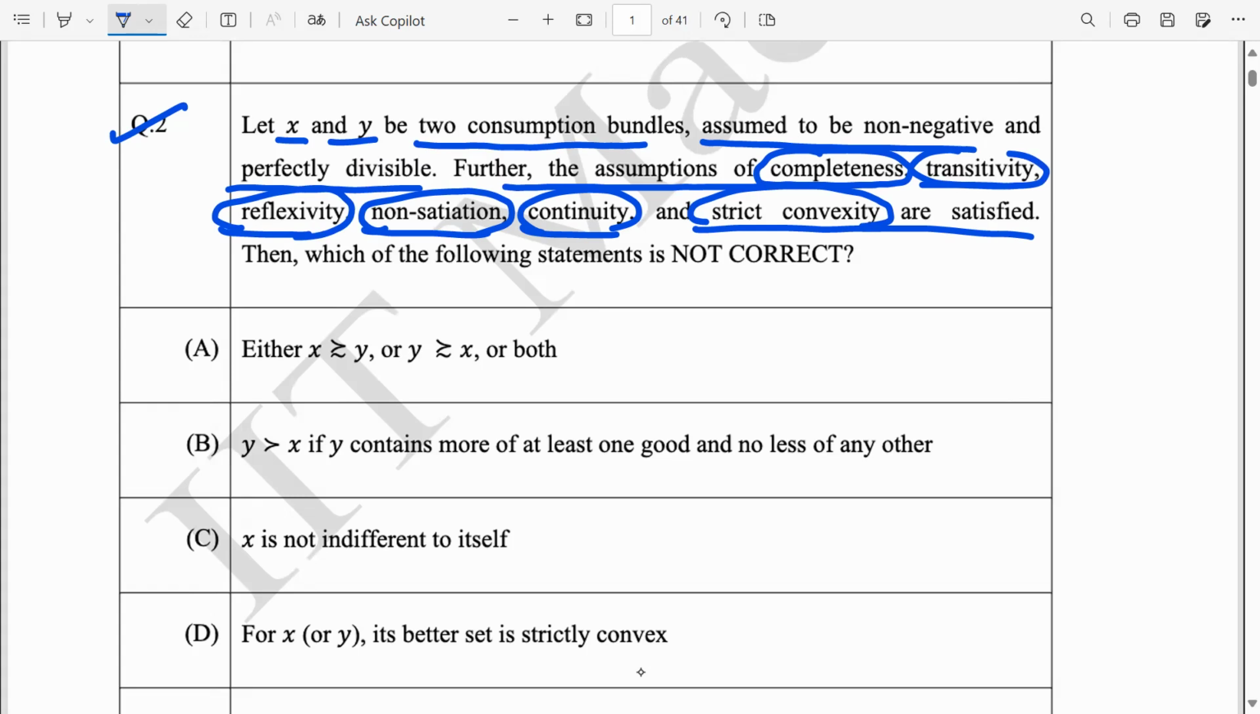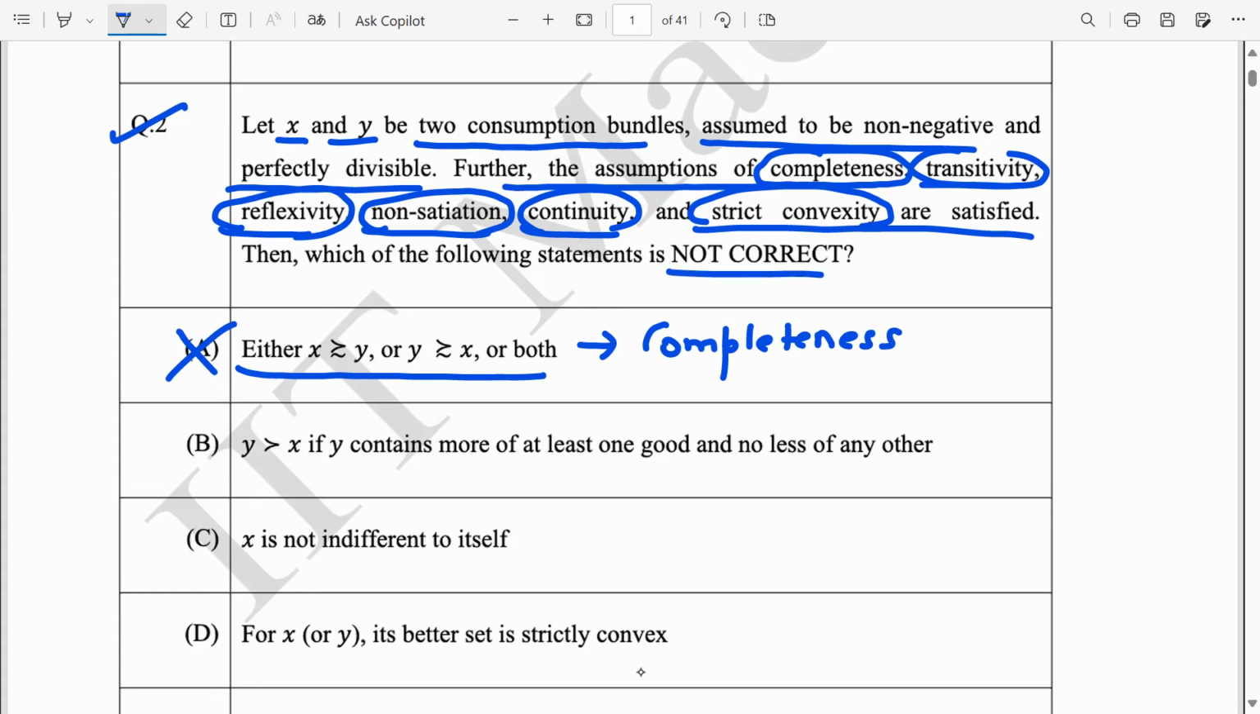Okay, so which of these following statements is not correct? There is one of these statements which is not correct. Either X is preferred to Y or Y is preferred to X or both. This is the completeness assumption. Completeness simply states that given any two consumption bundles, either X will be preferred to Y or Y will be preferred to X or both. So this is not my answer because it's correct. We need to find the statement which is not correct. Statement A is correct.